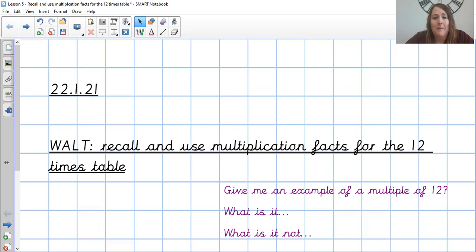Again, both myself, Mrs. Cross, and Mrs. Plews were really impressed with the maths work that you sent us yesterday. These are tricky times tables, but you are seeming to get the hang of them really well. So hopefully you won't find this too tricky.